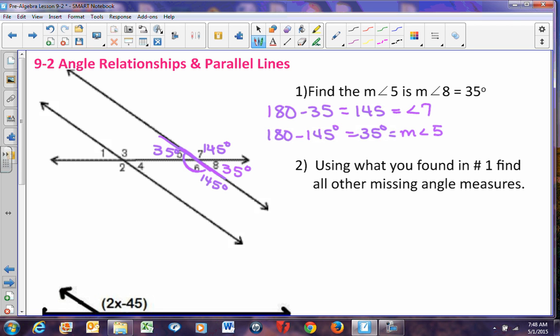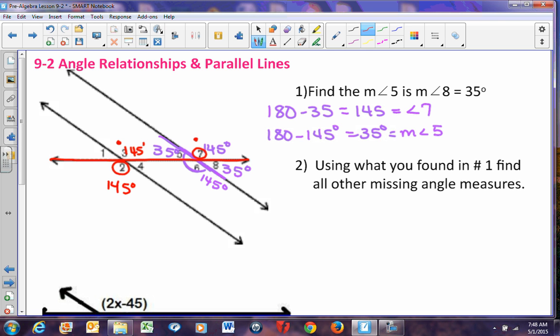Angle 7, right here, is a corresponding angle to angle 3 over here, because it's above the transversal and on the right side of the parallel line. The red line is my transversal. So I need above the transversal to the right side of the parallel line. That corresponds to angle 3, which would be 145 degrees. We also have alternate exterior angles. Angle 7 is an alternate exterior angle to angle 2, and those have to be equal. So this would be 145 degrees.